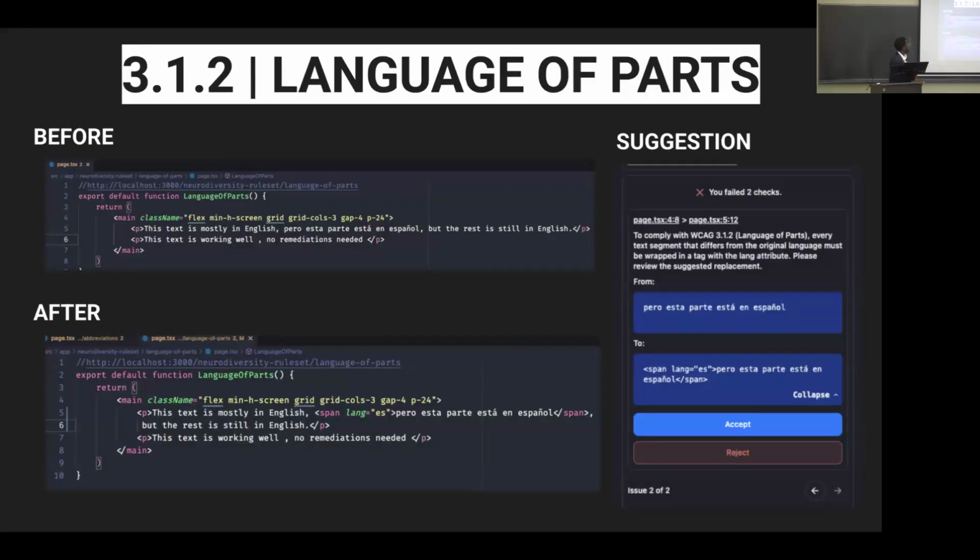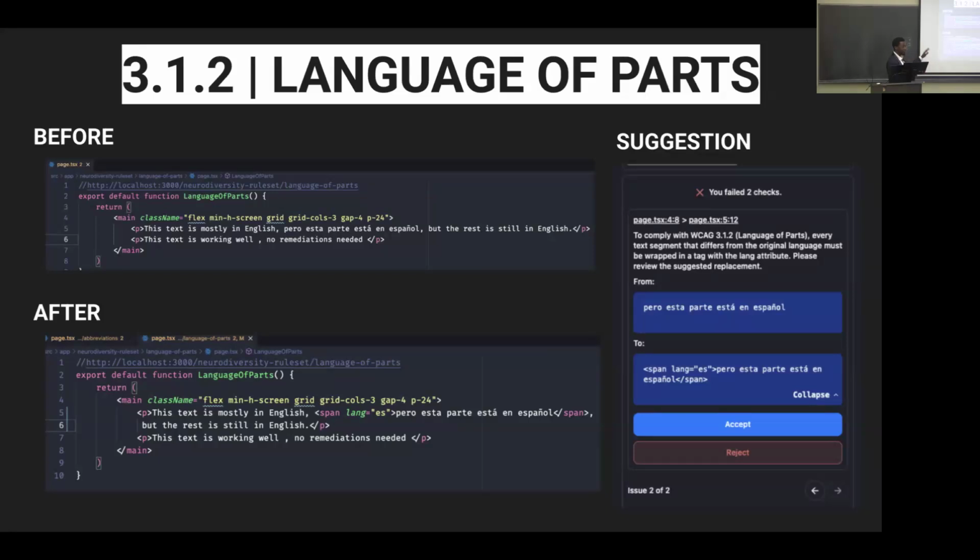So there's a lot on this slide, but I'll try to break it down really simply. What we do when we test our tools is we take the before, which is all of this text. In this case, it says this text is mostly English, pero esta parte está en español, but the rest is still in English, right? And so it goes from English to Spanish, back to English. And then there's another paragraph tag that says this part is working well, no remediation is needed, right? And so in theory, a tool should be able to scan through this to figure out where there's a different language, put in a span tag for that language, and then spit back the result for you as a human to accept or reject. So this is one example. I'm just giving examples of where we can use AI in the accessibility space that we think is pretty well primed for this sort of change.